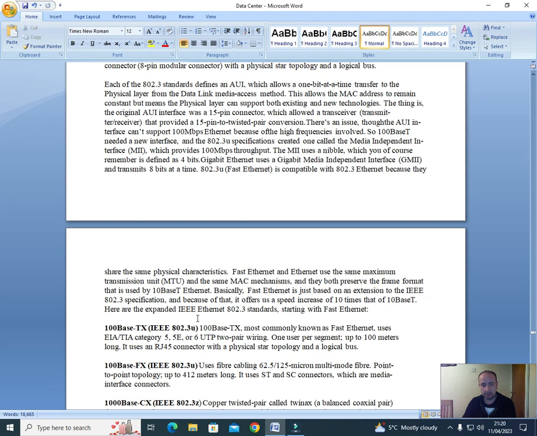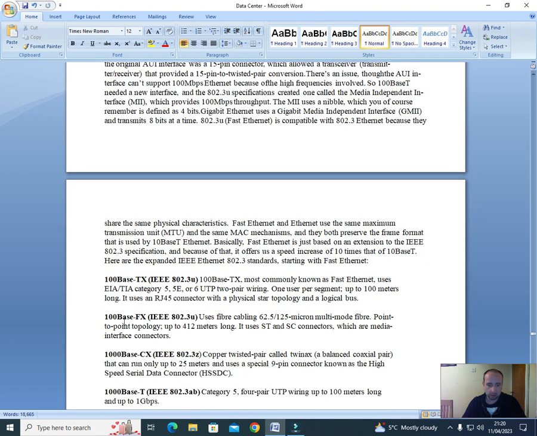Here are the expanded IEEE 802.3 standards, starting with Fast Ethernet 100BASE-TX, IEEE 802.3u. 100BASE-TX, mostly known as Fast Ethernet, uses EIA/TIA category 5, 5e or 6 UTP 2-pair wiring, 1 user per segment, up to 100 meters long, and it uses an RJ45 connector with a physical star topology and a logical bus.